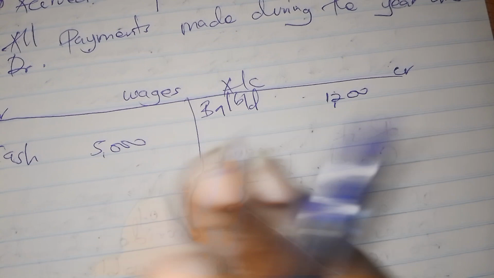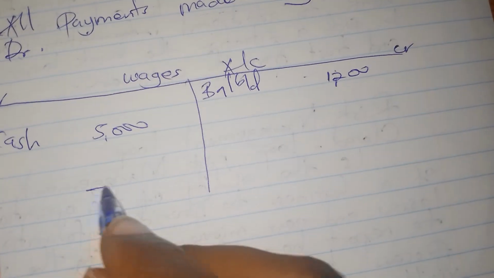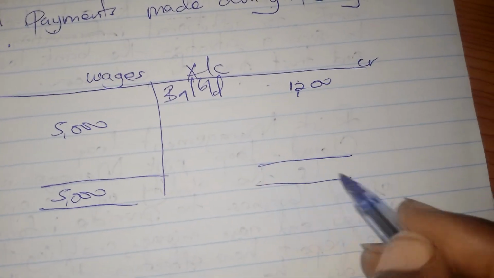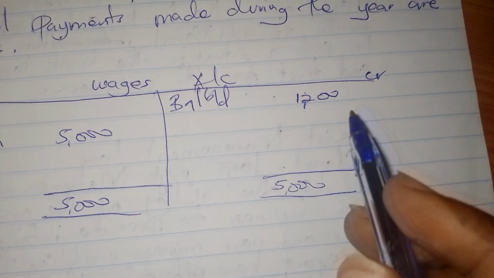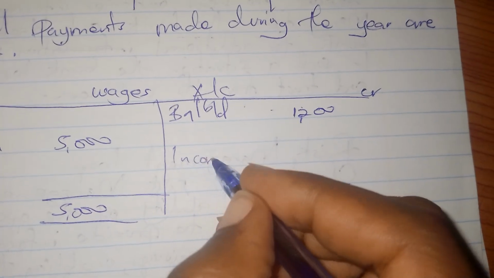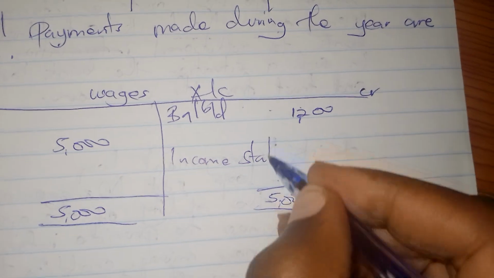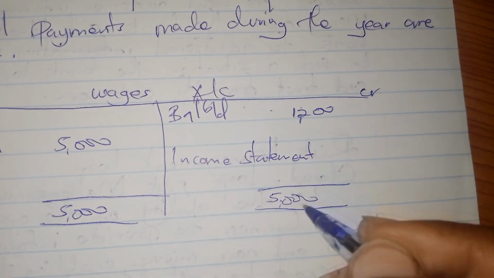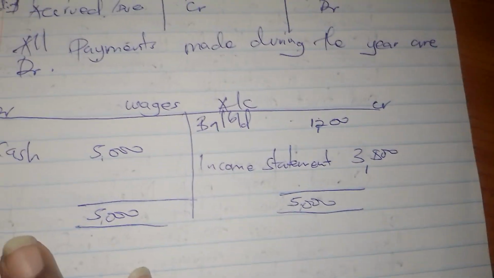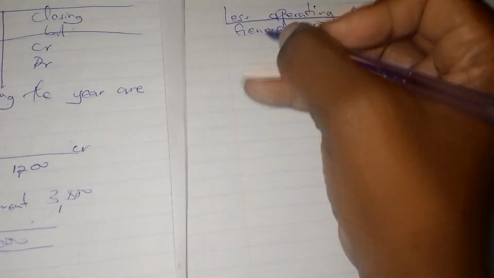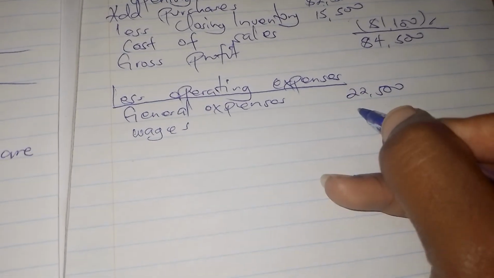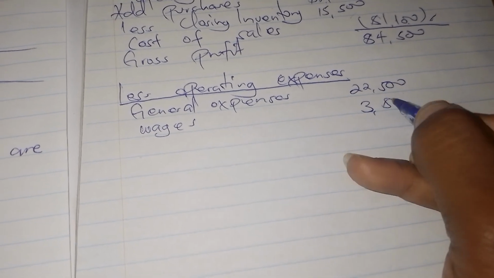So we balance this. We see which side is greater. This side is greater. So 5,000, then 5,000. Then we get this minus this. And what we get is what we put in the income statement. So we write income statement. This minus this, we shall get 3,800. So when we go to the income statement, we write wages, and we write 3,800.